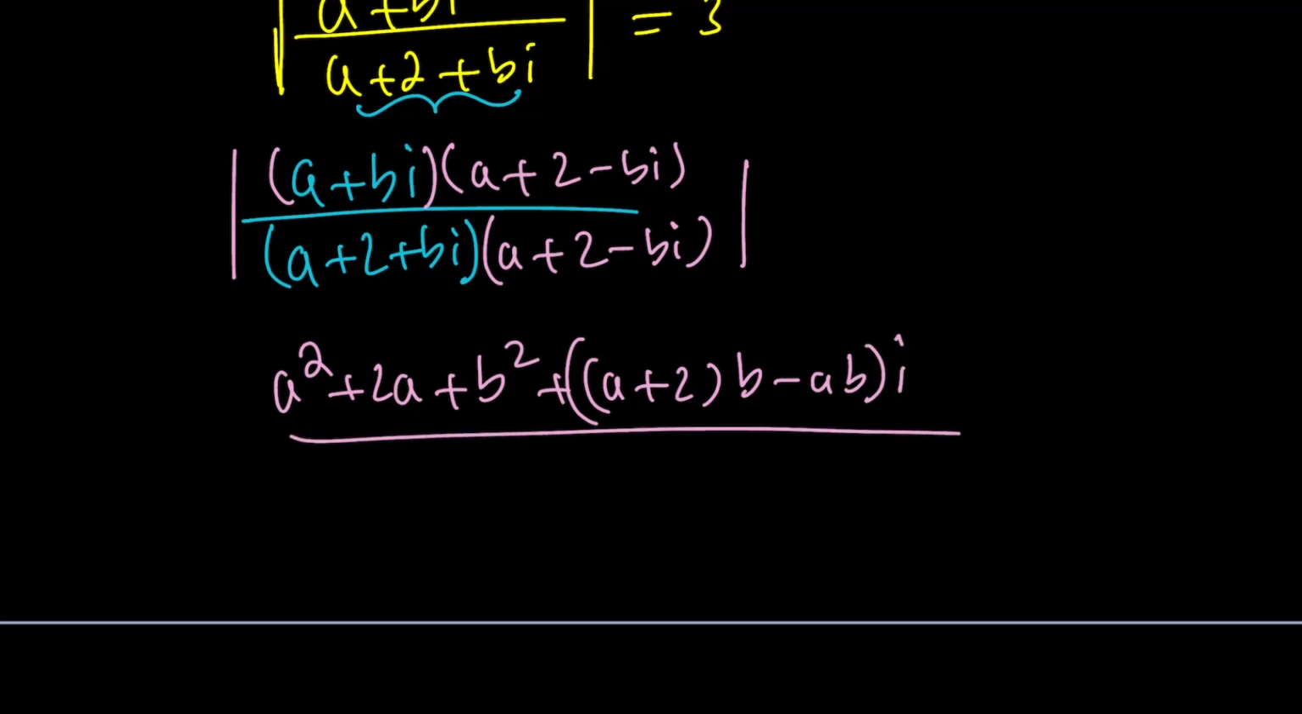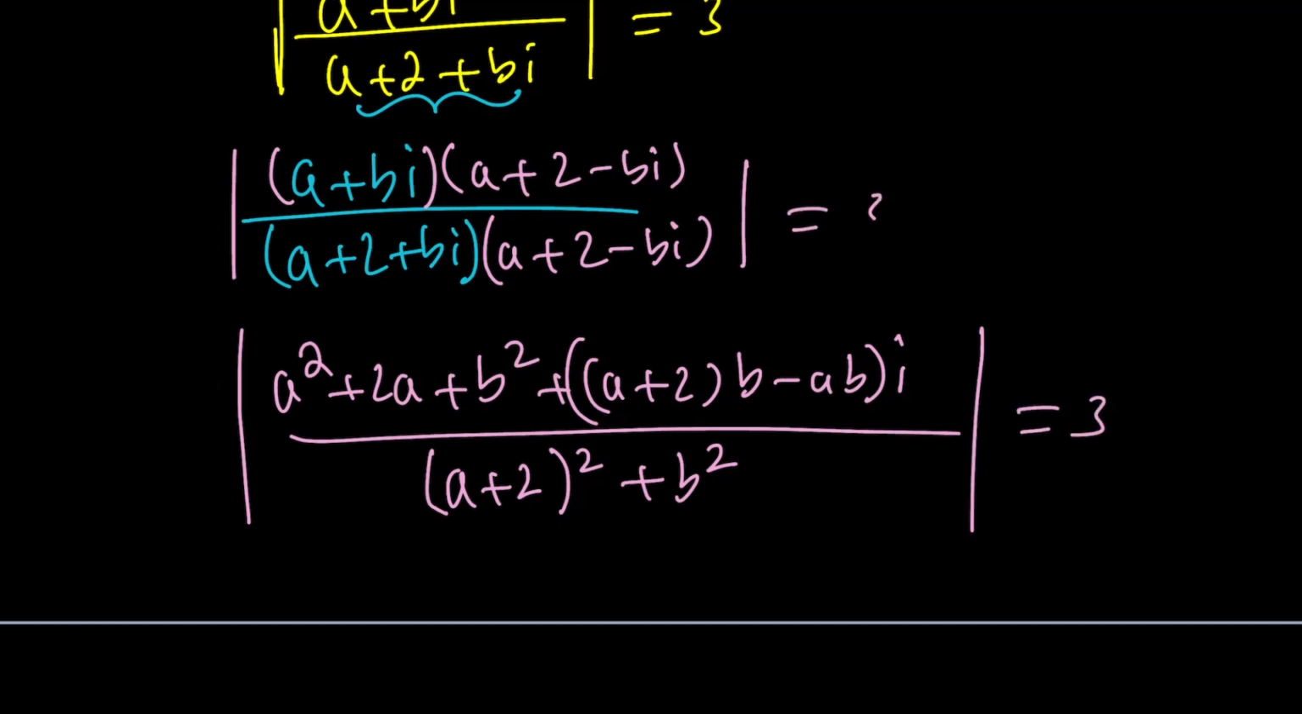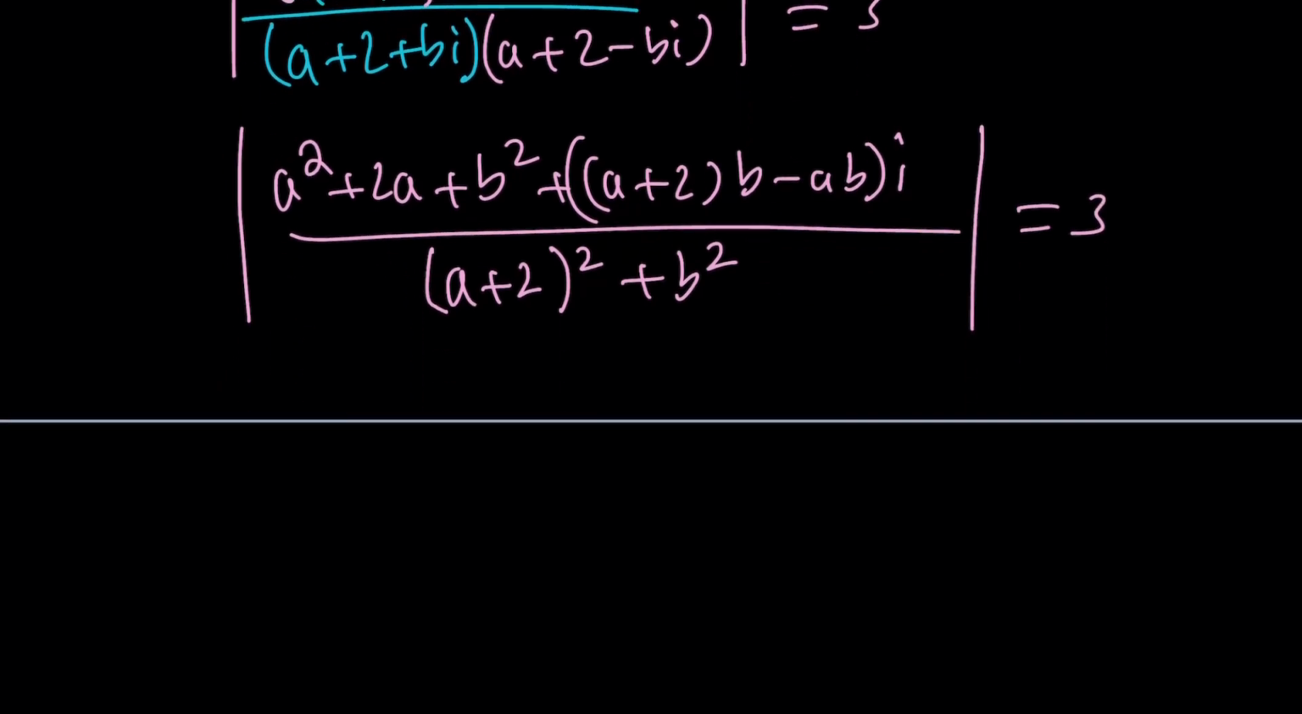And at the bottom, you're going to get a sum of two squares. Remember the formula, when you multiply two conjugates, you get the sum of two squares. And then you have to take the absolute value of this, and that's equal to 3. Make sense? Yes, this kind of complicates things, but again, that's the first method. Now from here, let's see what we can do. We have a complex number that is divided by a real number. So we can actually think of it this way.